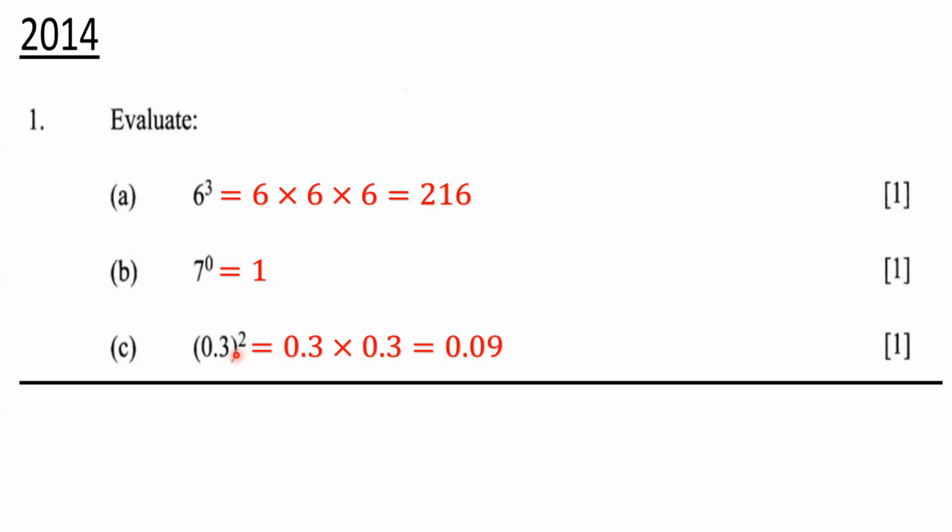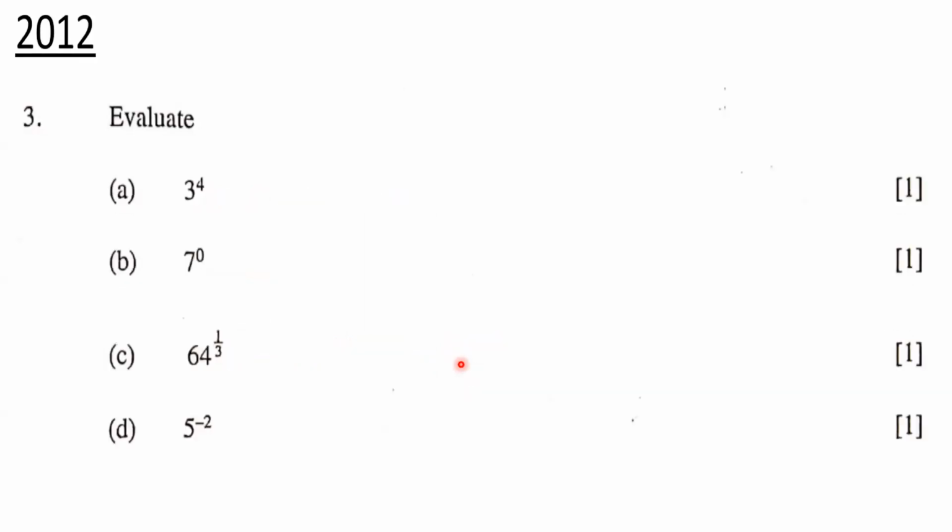Because 0.3 squared, that means you multiply it twice. So you multiply by itself, and that means that 0.3 is going to be seen twice. So 0.3 times 0.3 is going to be 0.09, and that's the answer here. Okay, let's move on to the next one.